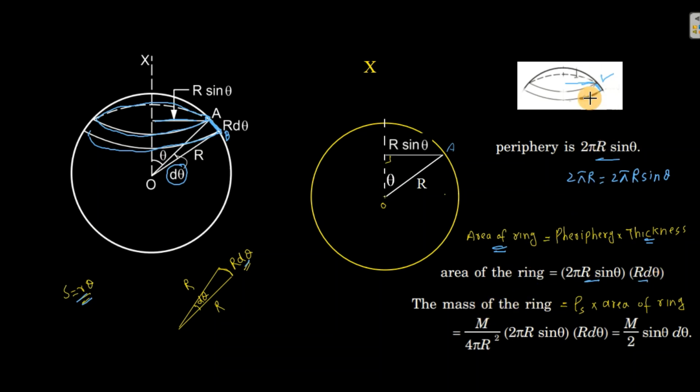Now mass of the ring, इस रिंग का मास कितना होगा, जो कि हमारे पास एक होलो स्फीयर का एक पार्ट है. तो mass of the ring defined as rho multiplied by area of the ring. Rho is what? Rho is the surface mass density of the sphere, which is m over 4 pi r square. So the mass of the ring is m over 4 pi r square multiplied by area of the ring. So by simplifying this, we obtain m over 2 sin theta d theta. This is mass of the ring.